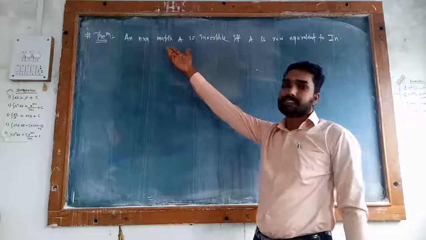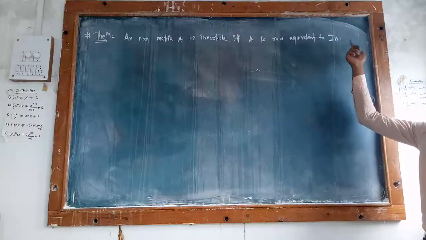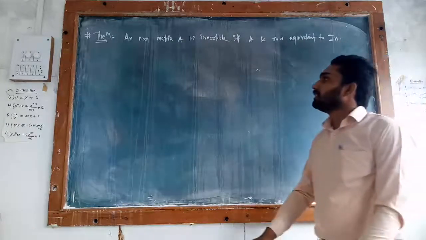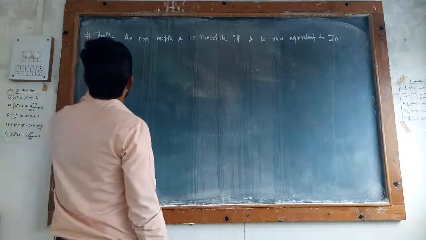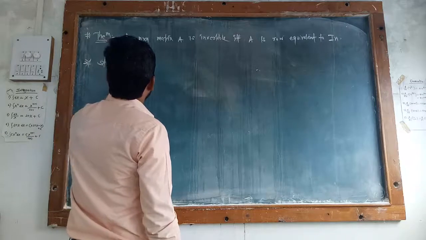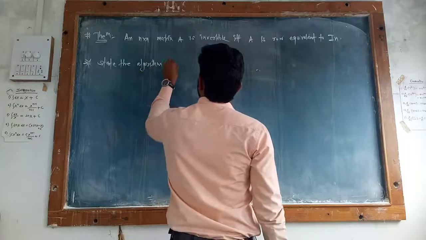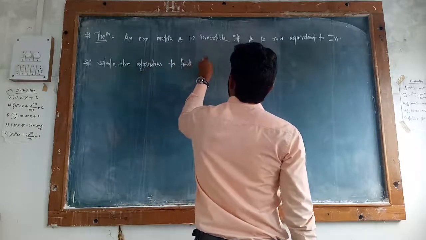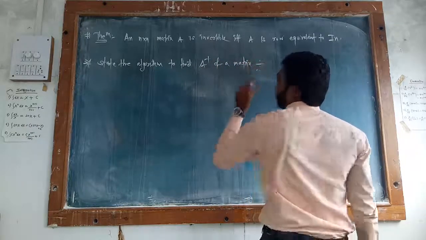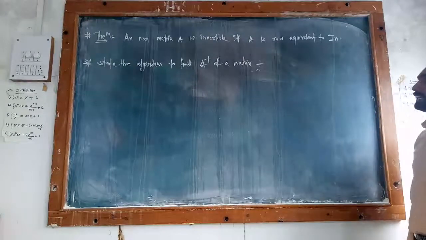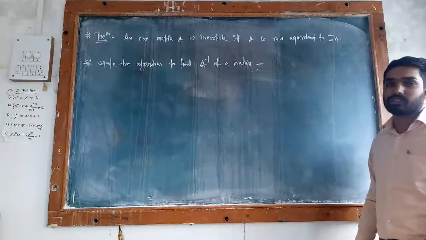This is your statement. That is, any matrix A is invertible if and only if that matrix A is row equivalent to the identity matrix. Okay. Now to state the algorithm to find the inverse of a matrix. We have to state the algorithm for A inverse of a matrix by row reduction method.